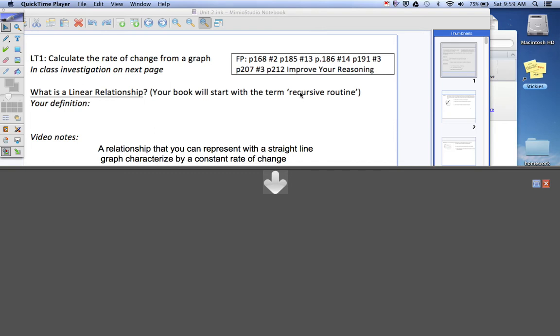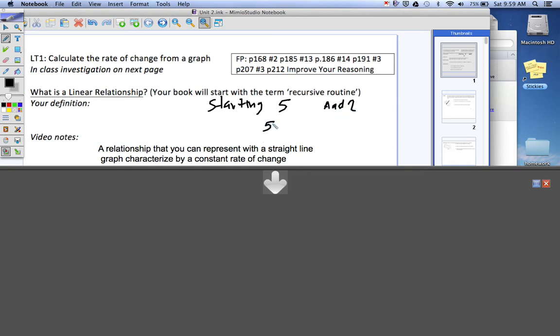Doesn't mean they have to move the same, but they're both going to move together. Your book uses the term recursive routine. We don't really like that term, but we still like the problems, and we just don't want you to get confused by their terminology. So like the book will call it a starting value. So like you start at maybe 5. And then they have like a rule, and their rule would be like add 2. So then their pattern is you start at 5, 5 and you add 2 is 7, 7 and you add 2 is 9, 9 and you add 2 is 11. So that's what they would use it as.